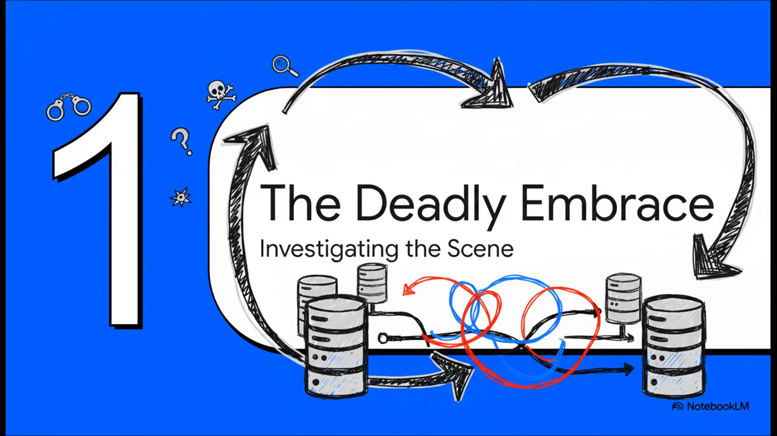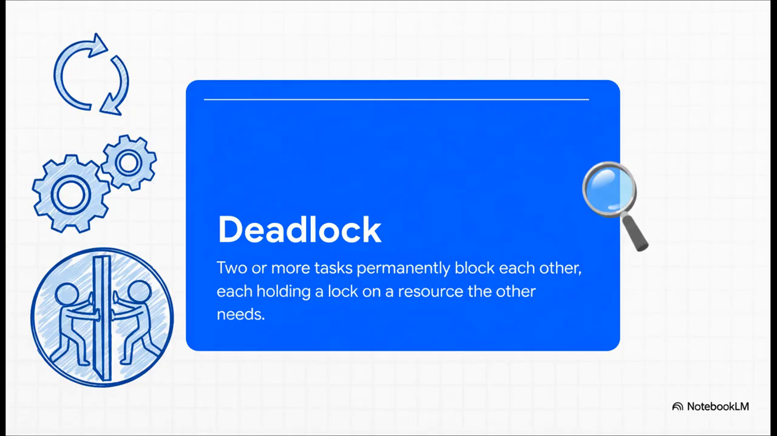Okay, so first things first, let's investigate the crime scene itself. What in the world is a deadlock, really? So picture this. A deadlock is what happens when two or even more tasks get completely stuck, permanently blocking each other. Each one is waiting for a resource that the other one is holding. The classic analogy, and it's a good one, is two people trying to walk through a revolving door from opposite sides. They're just stuck. It's a total standoff, a deadly embrace, as it's sometimes called.